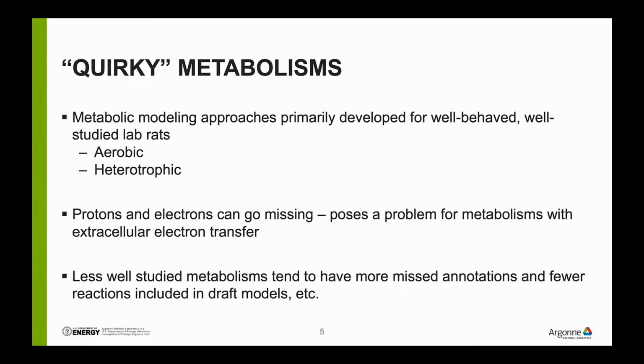Now, Chris Henry and his group are doing a lot right now to improve the capture of these things, but it's still sort of a gray area, and something we need to consider. In addition, just by the very nature of being less well studied, these metabolisms tend to have more misannotations when you're trying to figure out what's in the genome, and fewer reactions that get included into the draft models. So the draft models themselves simply require more curation, right?